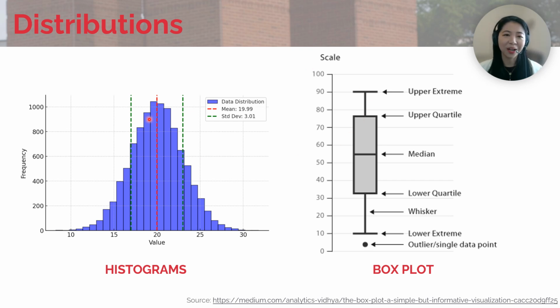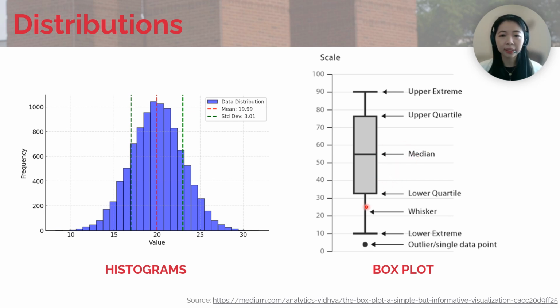Now, sometimes we want to understand how data is spread out or distributed, rather than just comparing the values. Histograms and box plots are great for showing distributions. A histogram shows the spread or distribution of data. In this one, you can see most values cluster around the middle with a few values at the extremes, showing a normal distribution. Box plots also show data distribution but highlight the median, ranges, and outliers.